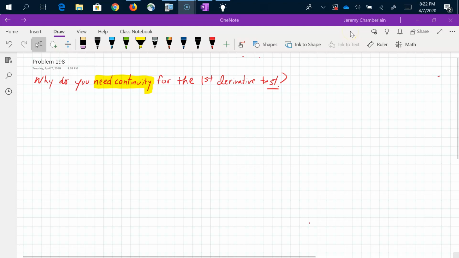Alright, we're now on section 4.5, which is using the derivative and the second derivative to describe the shapes of the graphs of certain types of functions. And problem 198 in section 4.5 asks, why do you need continuity for the first derivative test? So before I jump right into that particular question, let's look at the first derivative test.